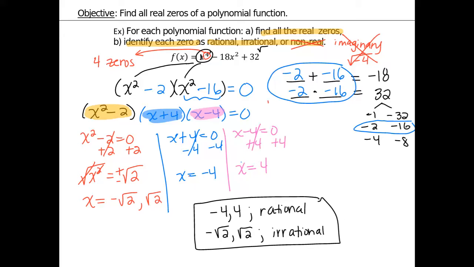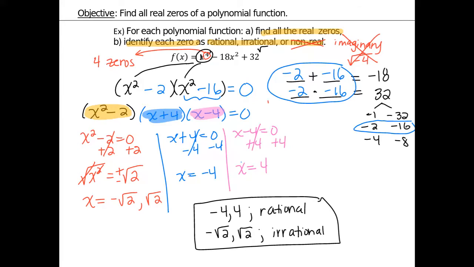Okay. So let's look now at the next example. Oh, I forgot to mention that for the x squared minus 16, let's say you didn't realize that this was a difference of 2 squares. So I'm going to do it over here on the side. I'm going to put or.